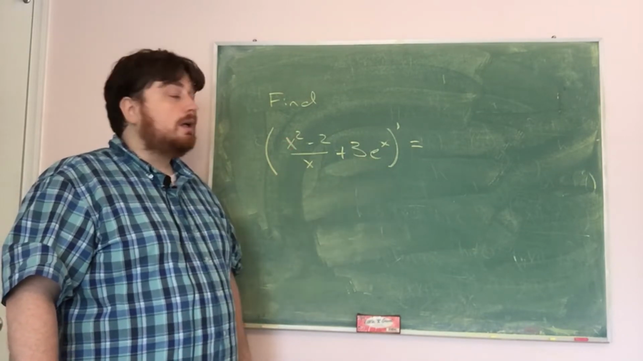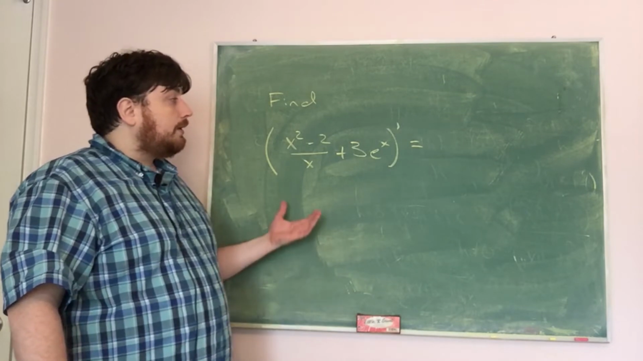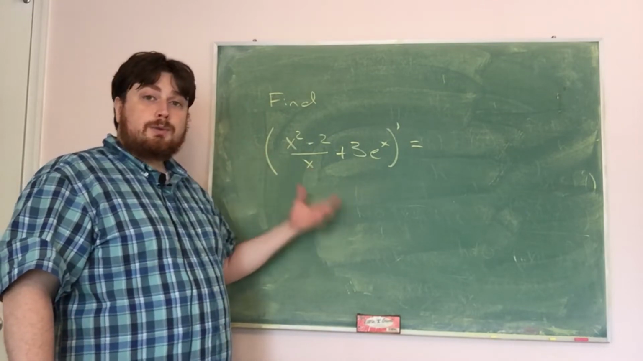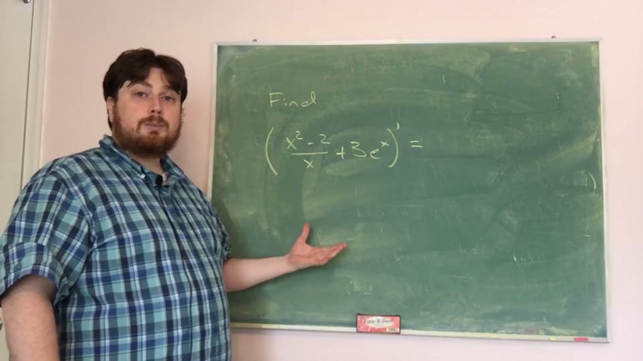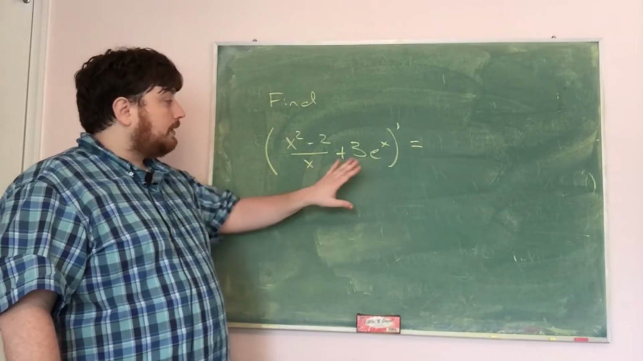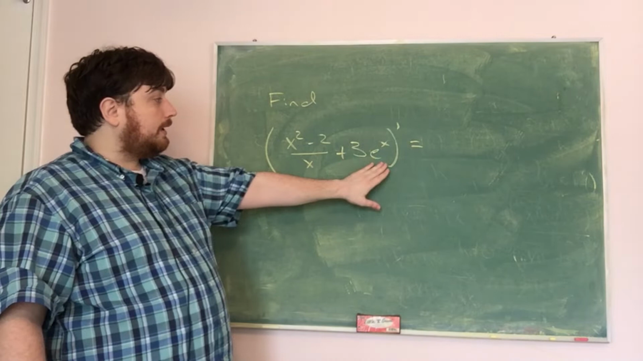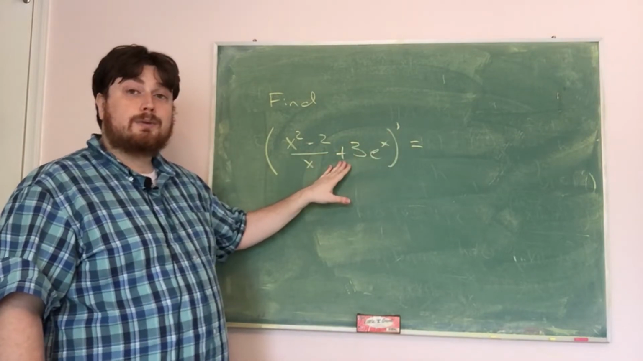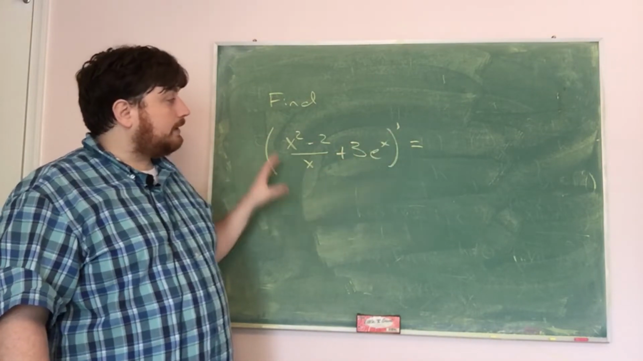In particular, what we're going to look at is the derivative of x squared minus 2 over x plus 3e to the x. So now as we start this one, I always like to try to simplify and then figure out what's going on big picture. To begin with, to simplify, I realize that I have a sum of two functions. That's the first thing that catches my eye.